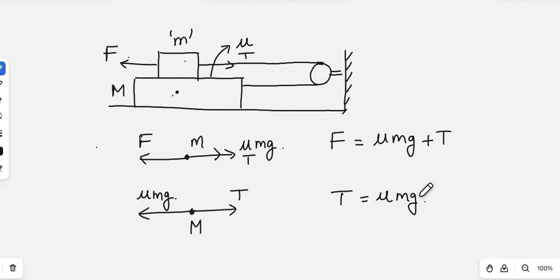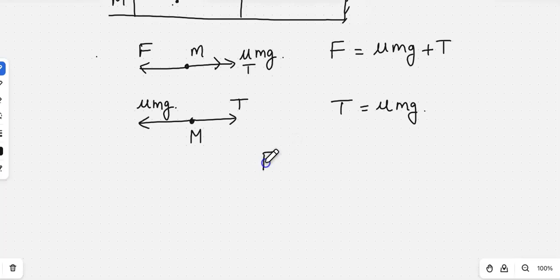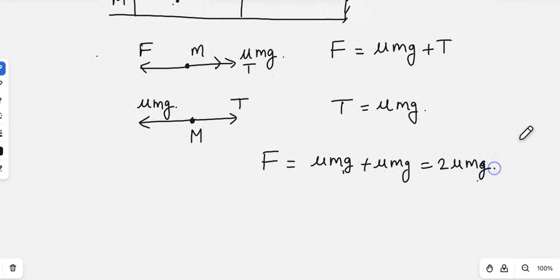Now you can substitute mu mg for T. If you do that, you will get F equal to mu mg plus mu mg, so that will become 2 mu mg. So this is the minimum force that is required so that you do not shift the equilibrium of the system.